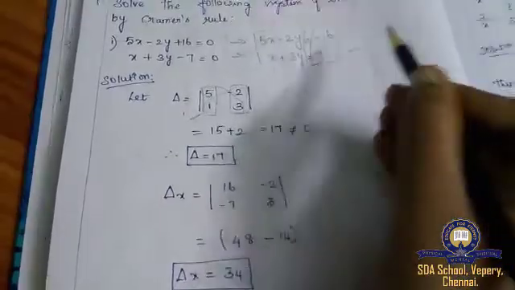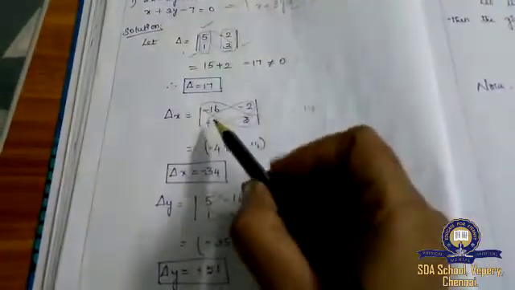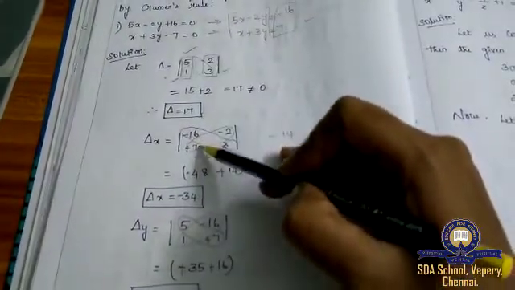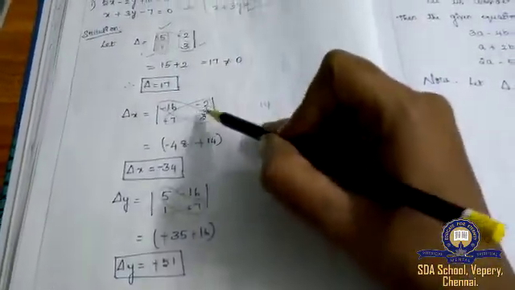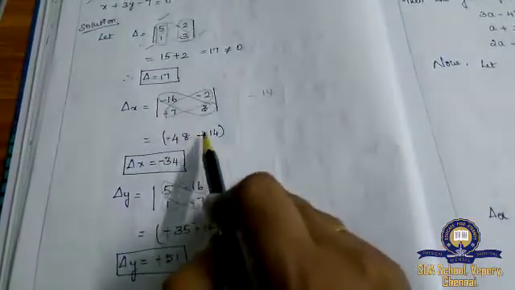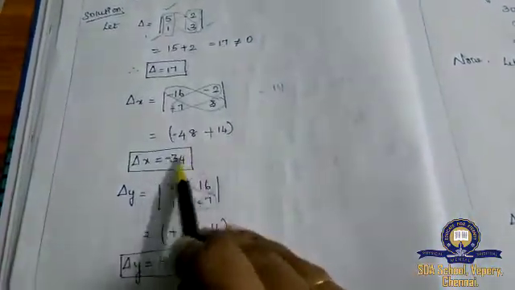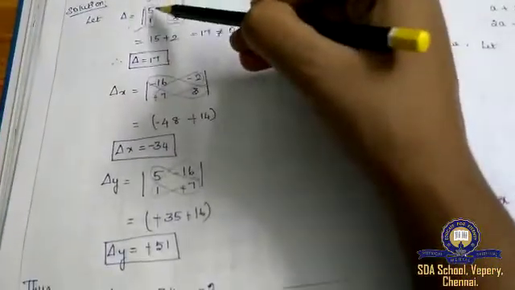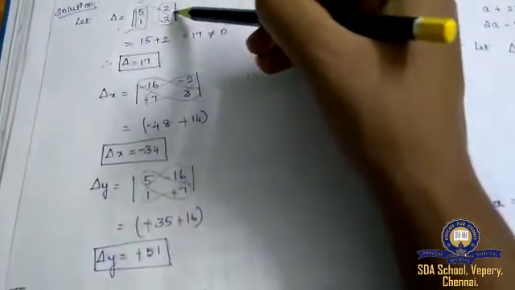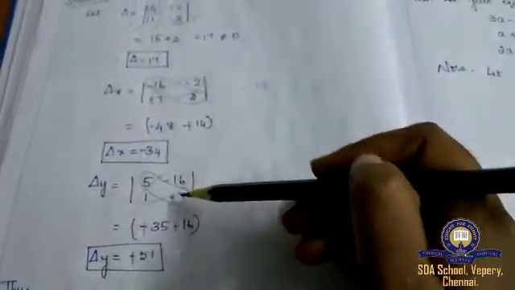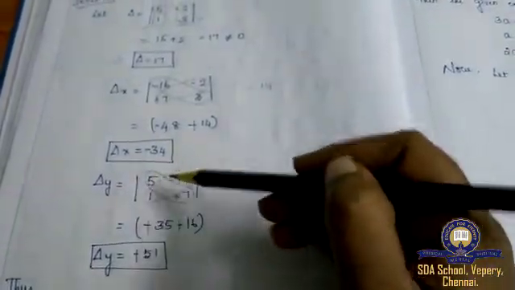Okay children, have you all got it? See children, so here it is x, right? You're supposed to write this value instead of x, and your y will be as it is, and after that I'm cross multiplying the values. So I'll be having minus 48 plus 14, which gives me minus 34. That is your delta x. And for delta y, you should keep your x value as it is. You're supposed to change your y value, so you change y to minus 16 and 7. After that you have to cross multiply the values.